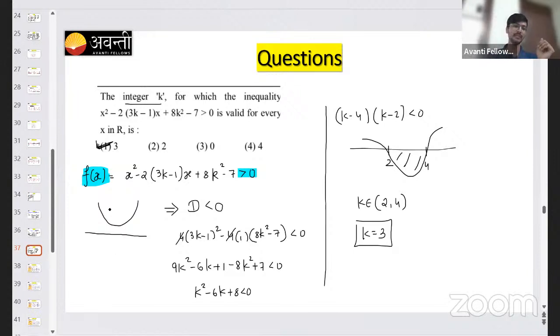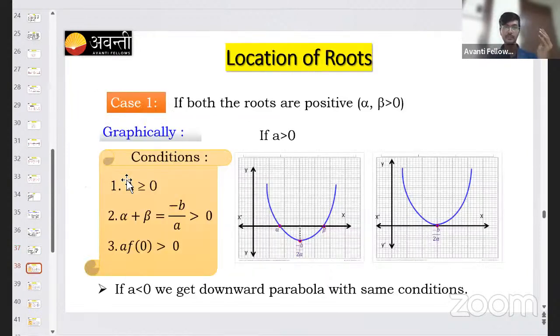So let's look at the next question. Let's look at location of roots. This is case 1. तो मैंने बोला case 1 क्या है? Both roots are positive. So how will the graph look like? Obviously we will only consider one of the cases. हर बार a less than 0, a greater than 0 के लिए दो केस में नहीं कर रहा हूँ. We will always consider a greater than 0, less than 0 के लिए भी सेम ही हो. So कौन से ग्राफ पॉसिबल है पहले देखो.